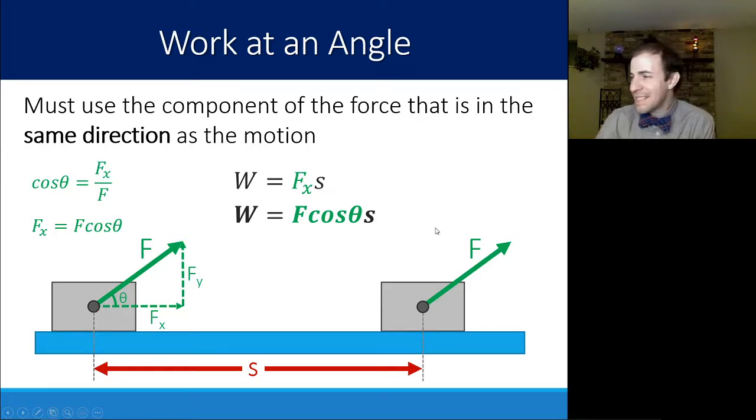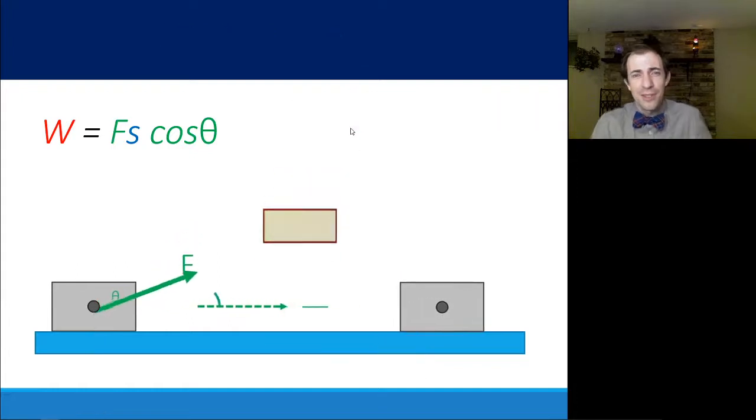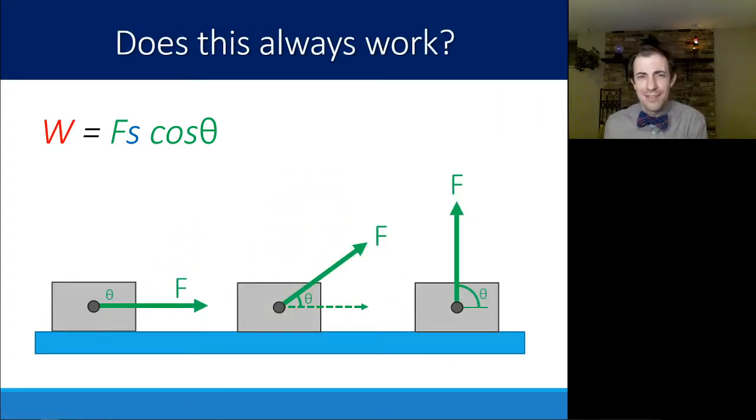Now, this isn't exactly the form that you see in the data booklet. Instead, it's rearranged slightly to say the work is equal to force times displacement times the cosine of that angle. That's what you'll see show up in subtopic 2.3 in the data booklet. So let's dig into this formula and just make sure that it works for us in a variety of situations.